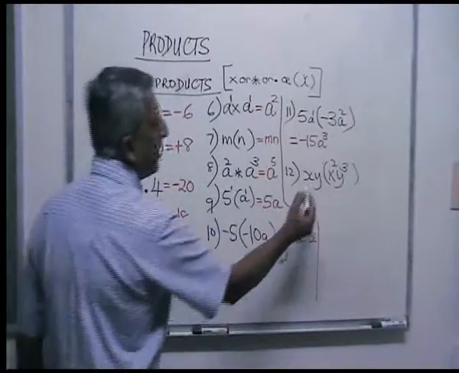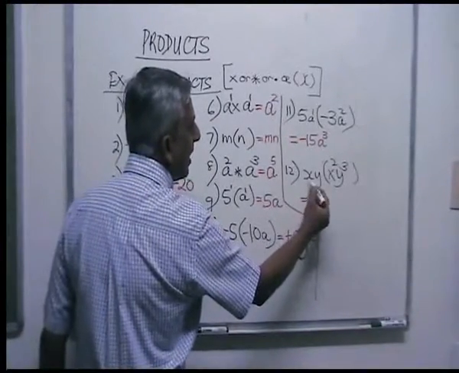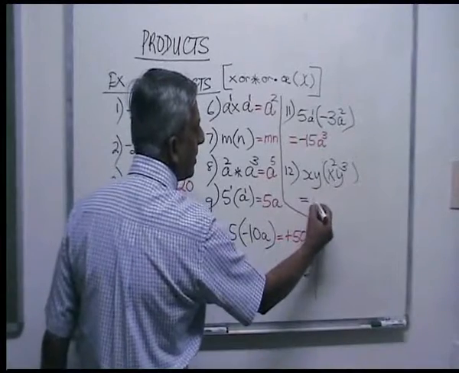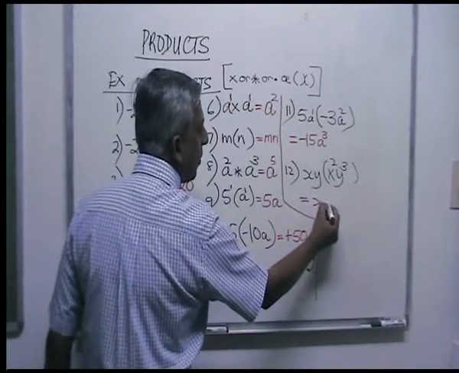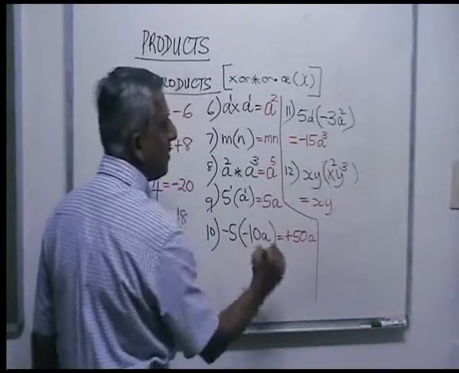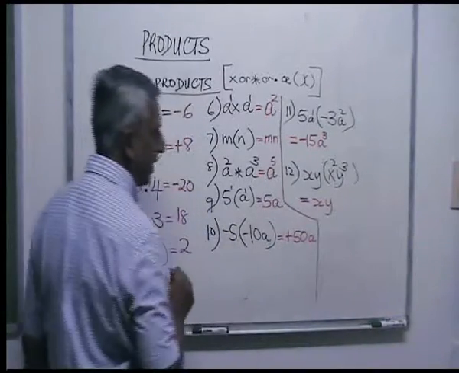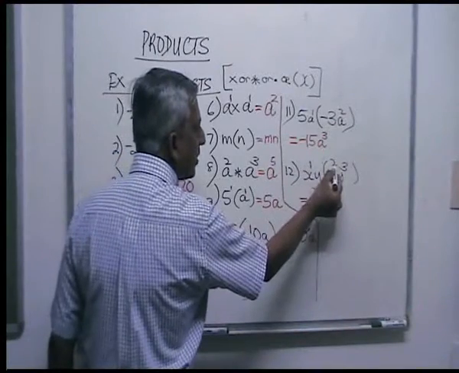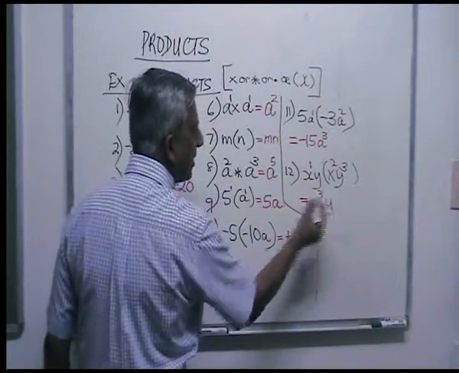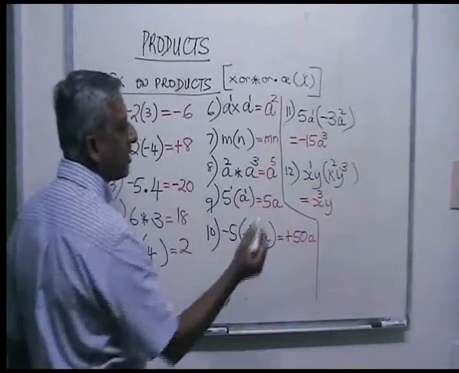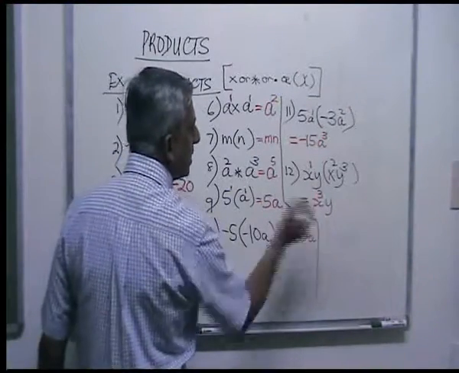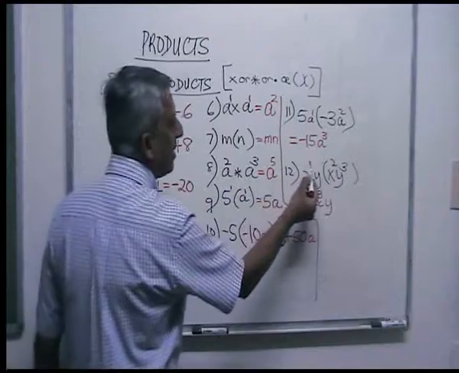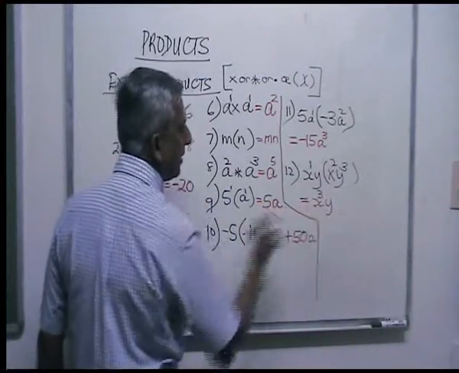Finally, number 12. The bases are the same: x and x, y and y. So I will write down the base one time. You write x one time, you write y one time. Then you add the indices. For x it is 1 here, plus the 2 there, gives me 3. I'll repeat. Write down the common base once, add the indices, 1 plus 2, 3.